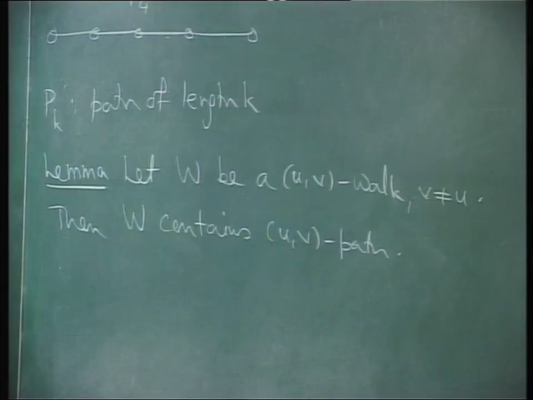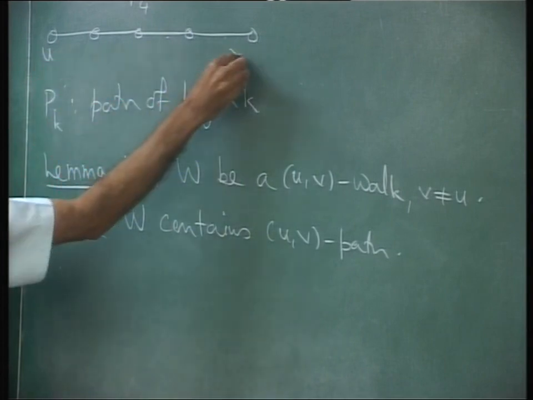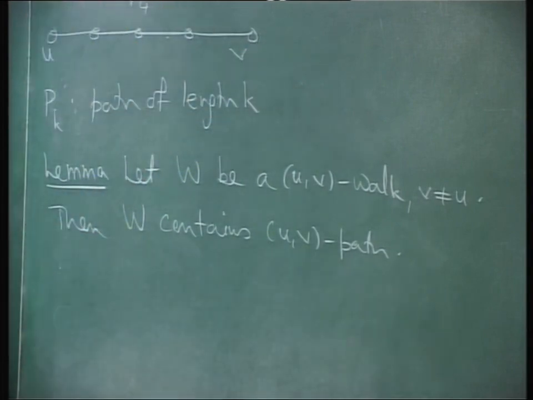If W does not repeat a vertex at all, then it is a path. Okay, then the W itself becomes a path. If no vertex is repeated, then it becomes a path. Why is it not a path? Because there are vertices that got repeated in W.